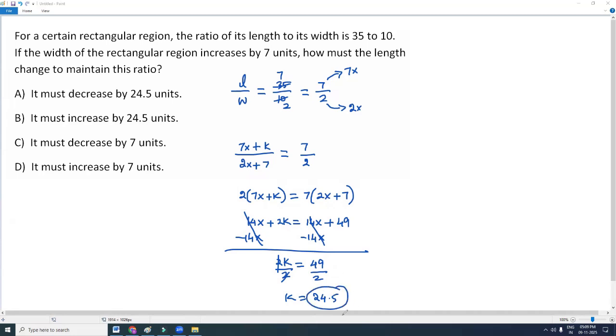Here I'm getting a positive value for k. That means that the length of the rectangle has to be increased by 24.5 units. And we find this exactly in answer choice B. That is, it must increase by 24.5 units. The correct answer choice for this question is B.